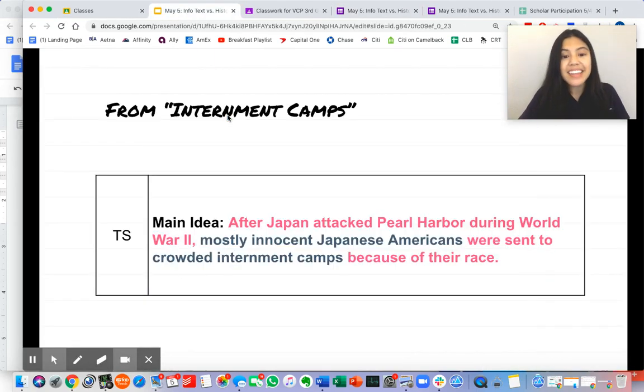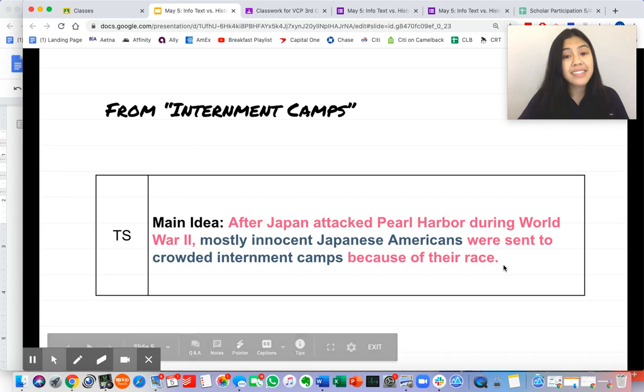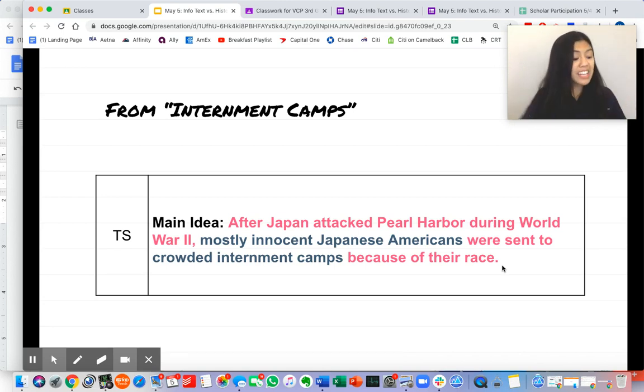Our main idea that we came up with was that after Japan attacked Pearl Harbor during World War II, mostly innocent Japanese Americans, so people who didn't do anything wrong, were sent to crowded internment camps because of their race. So if you shared with me or even wrote in your journals about how the internment camps were not fun places, especially for children, they were crowded with families in one room, you are really using your schema, scholars. Can you say, way to go, me?